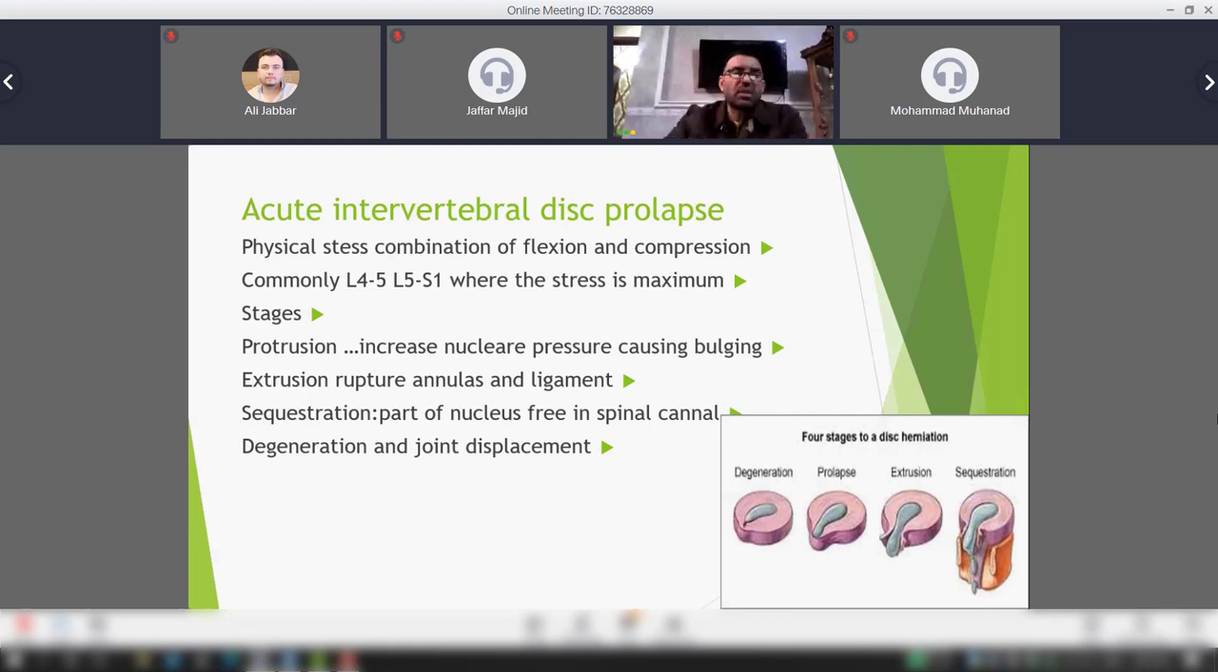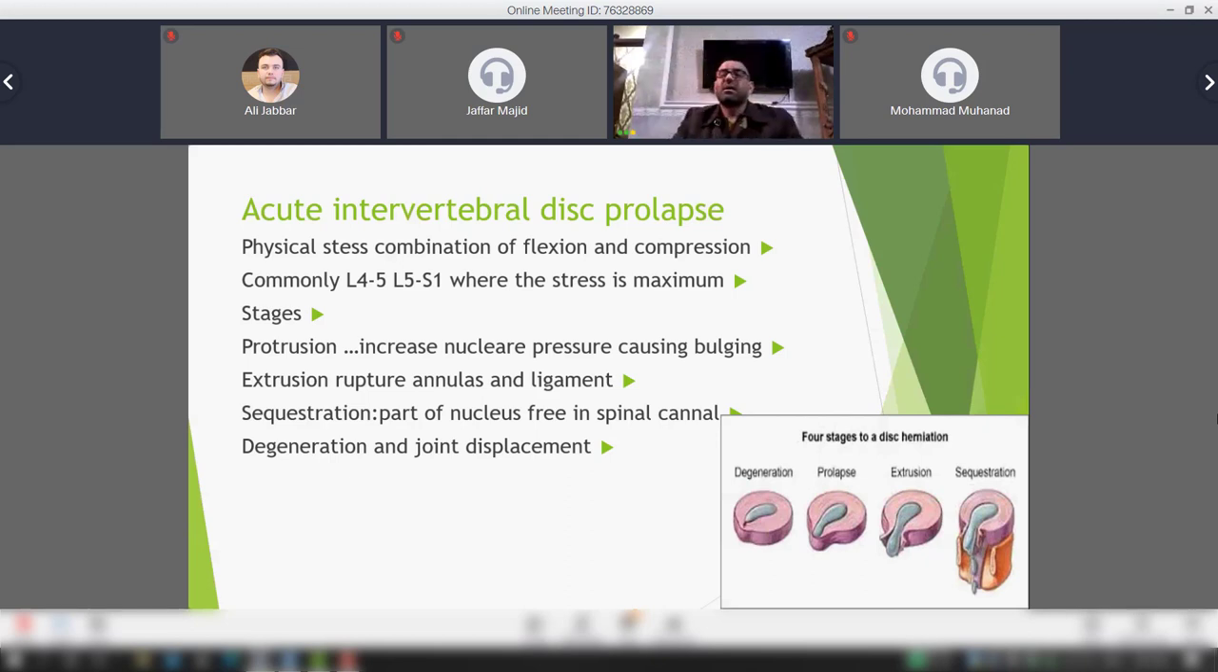We come to disc prolapse. An important issue which is called disc prolapse. Any question about the infection, guys? Acute disc prolapse, which is the slipped disc. Physical stress, a combination of flexion and compression, causes disc prolapse. Commonly L4-L5, L5-S1. Why? Because maximum stress happens here. Maximum stress. And the commonest of these is L5-S1.